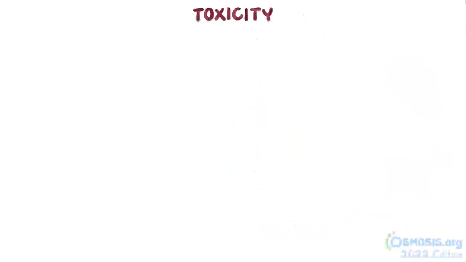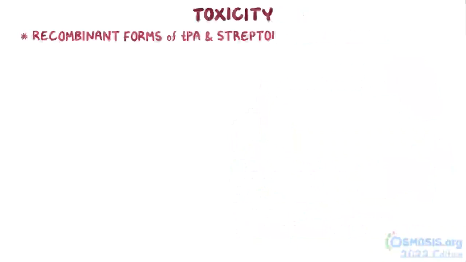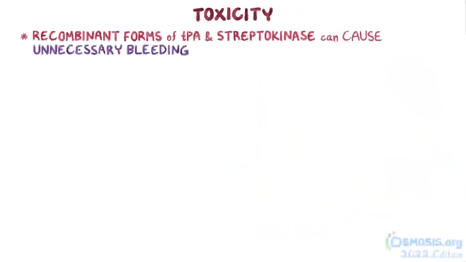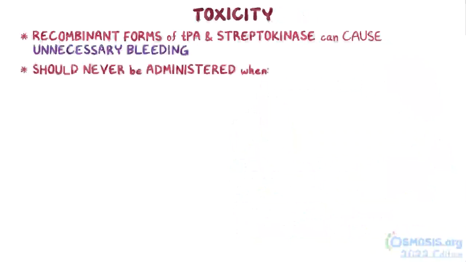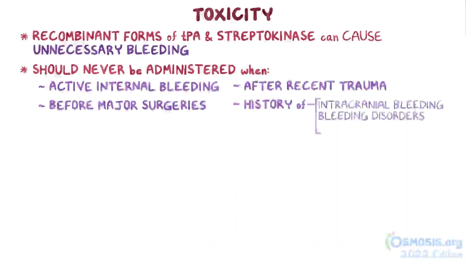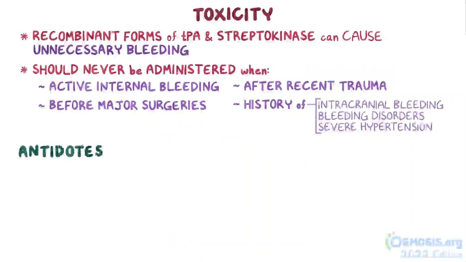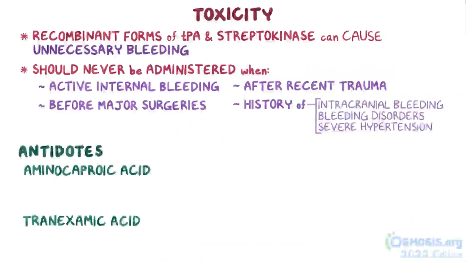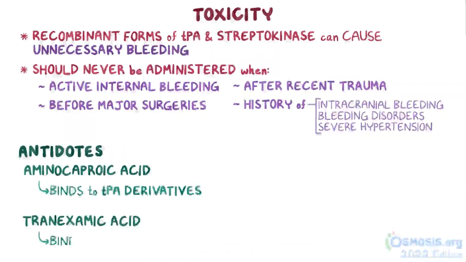In terms of toxicity, both the recombinant forms of TPA and streptokinase can cause unnecessary bleeding. Thus, they should never be administered when a person has active internal bleeding, before major surgeries, after recent trauma, or in people with a history of intracranial bleeding, bleeding disorders, or severe hypertension. Thankfully, 2 antidotes exist to combat this problem, called aminocaproic acid and tranexamic acid. Aminocaproic acid works by binding to TPA derivatives, and tranexamic acid binds to plasminogen and prevents its activation.